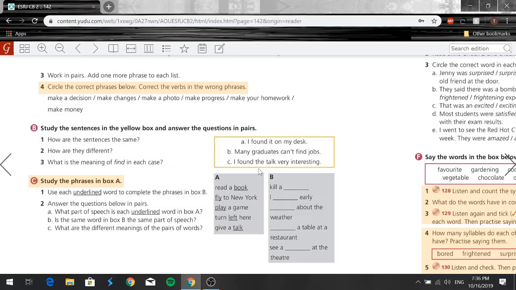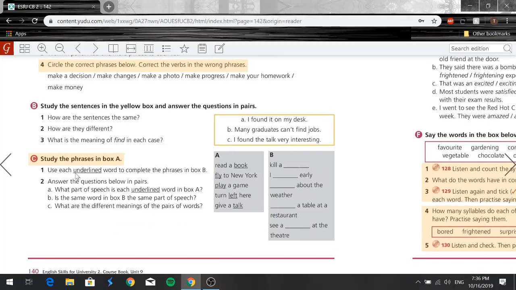And we have C, I found the talk very interesting. Well, found here means basically to have a particular feeling or opinion about something, right? So he, in this case, or she, found the talk very interesting, right? So a particular feeling or opinion about something. In this case, the talk. Okay? Now let's go to exercise C.